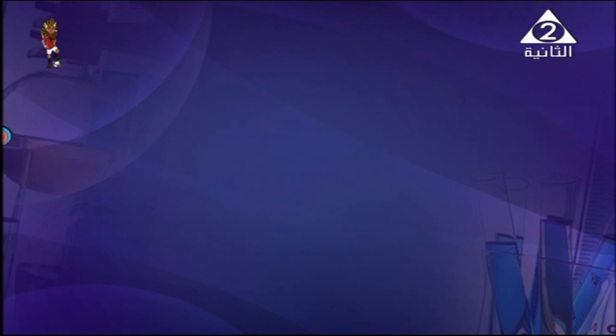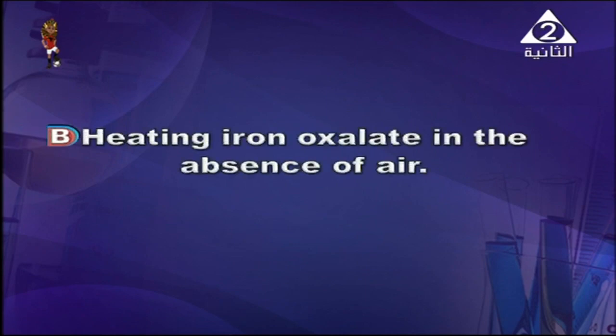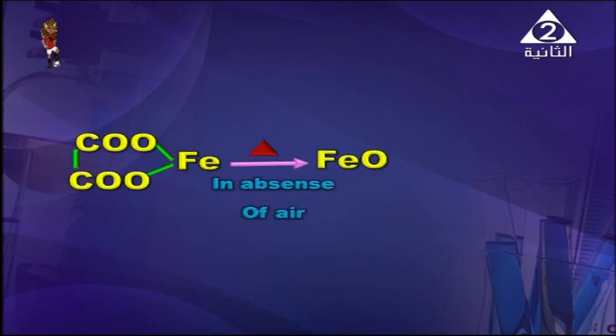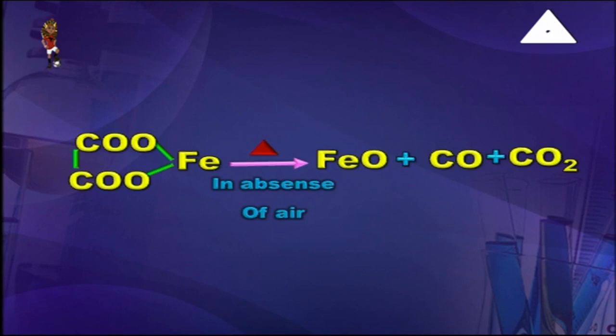After that, you have question B, heating iron oxalate in the absence of air. Now, what do you have? You have FeCOO, oh yeah, we know it. This means the oxalate. In the absence of the air, one oxygen only will be FeO. What about CO? What about CO2? It will be carbon monoxide and carbon dioxide. You see, this is a heating question, a very important question. Don't forget, concentrate directly on these questions.